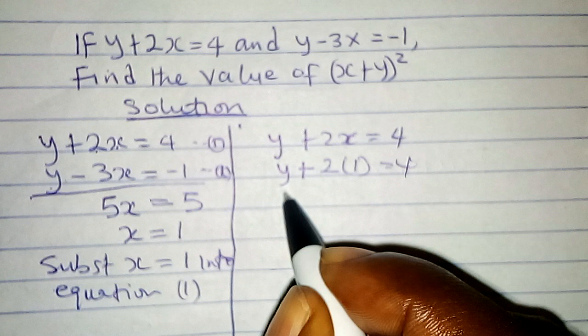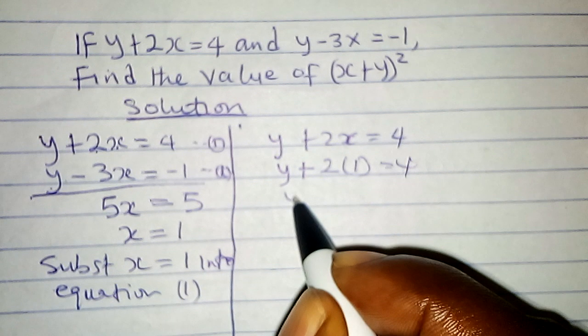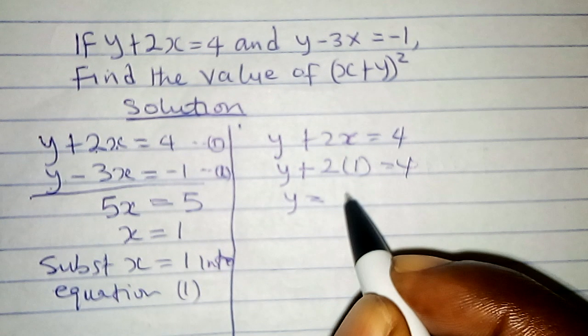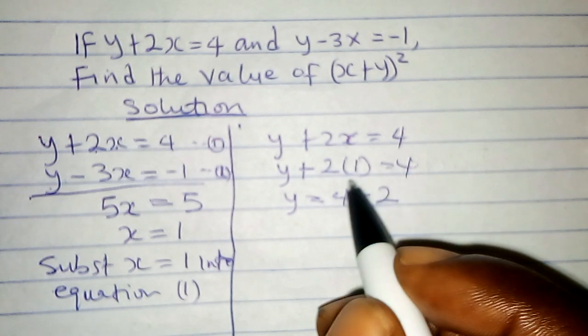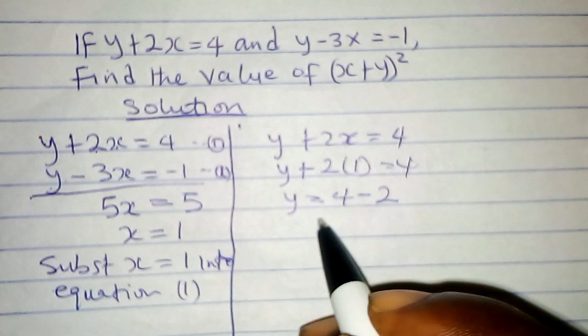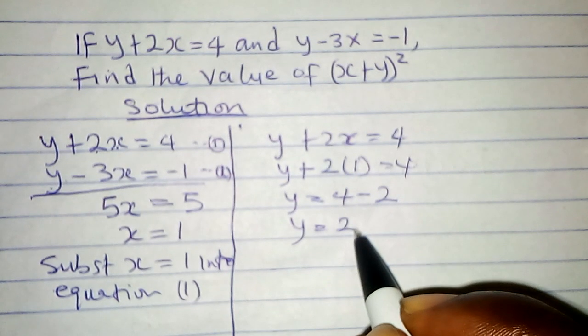So we are going to make y the subject of the formula. y is equal to 4 − 2. That is, we are going to subtract 2 from both sides, because 2 times 1 is 2. So y is equal to 2.